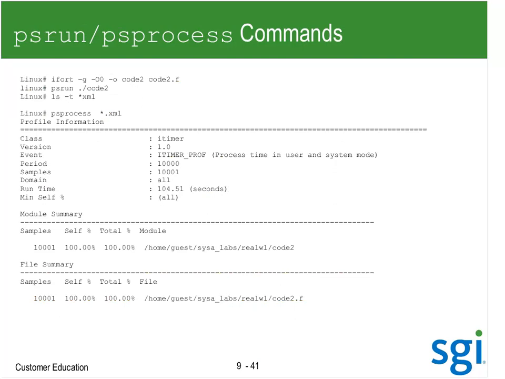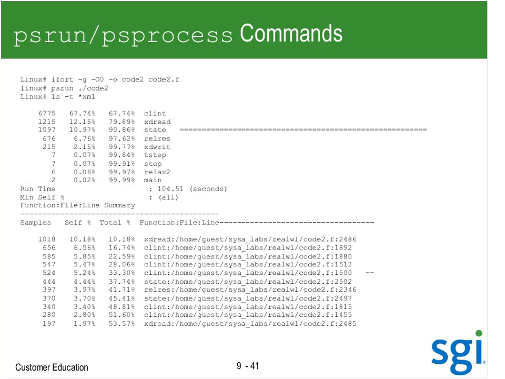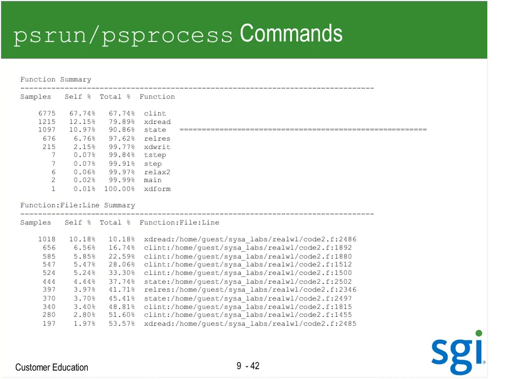So I want you to be able to profile here, run iport-g, do your psrun with code 2 as a child. When it's done, it will save an XML file. You then do a PS process on that XML file. And then here's what I just did before break. From that PS process, I can see clint, xd read, and state at the top of the list. Now, since I have symbol tables on, I can also see it by line number. This is the line number over here.